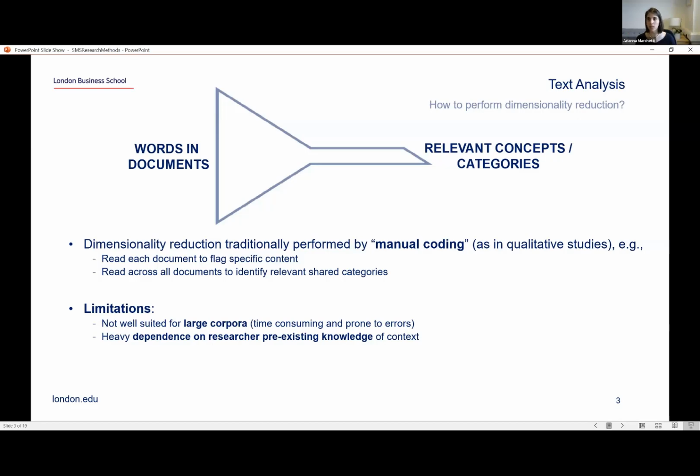And second, this kind of top-down manual coding approach depends heavily on the researcher's pre-existing knowledge of the research context. And this is something that I think is quite interesting. If we want to uncover new theoretical constructs, new patterns in the data, unsupervised machine learning for text analysis can really be useful. So the idea is to perform the same exercise of dimensionality reduction in large text corpora using an algorithmically assisted approach.